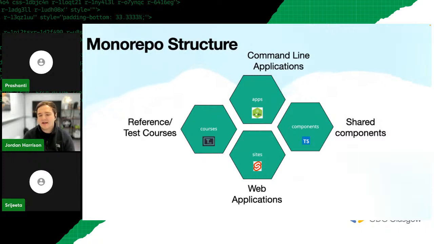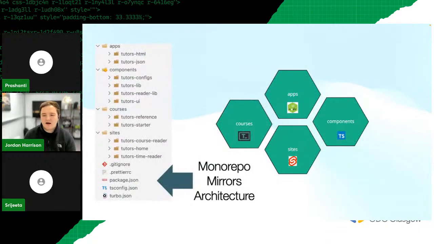Apps are the command line apps for generating courses. Sites are the web apps, so apps for reading the courses, the presence and time functionality, and the Tutors website or homepage. And components is a shared TypeScript component library for apps and sites. Our monorepo then mirrors this architecture. All components are embodied into the one monorepo and broken down into folders containing the relevant elements.